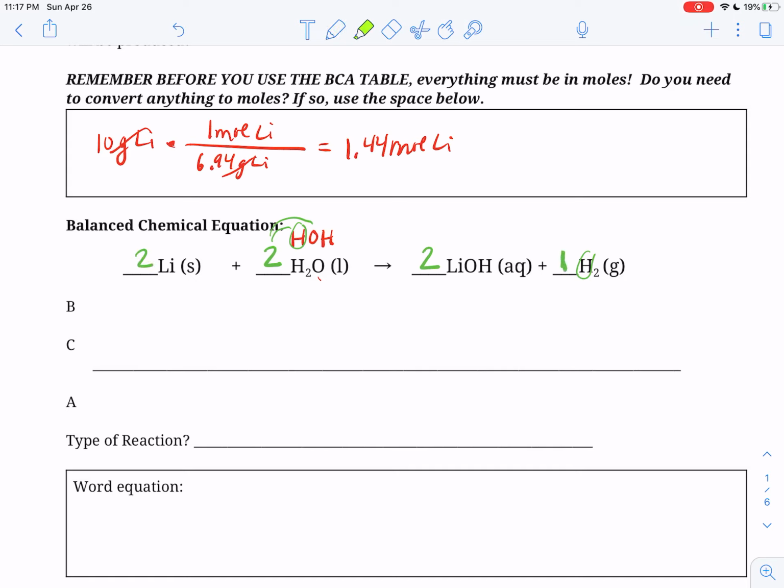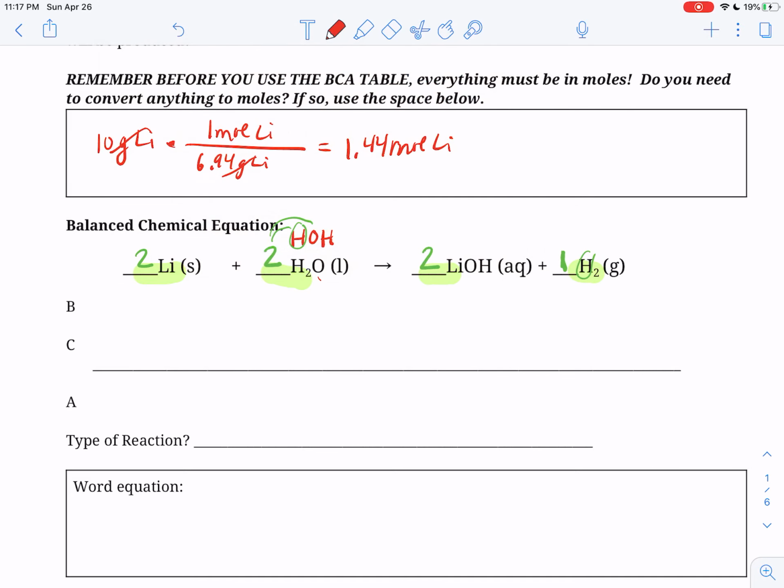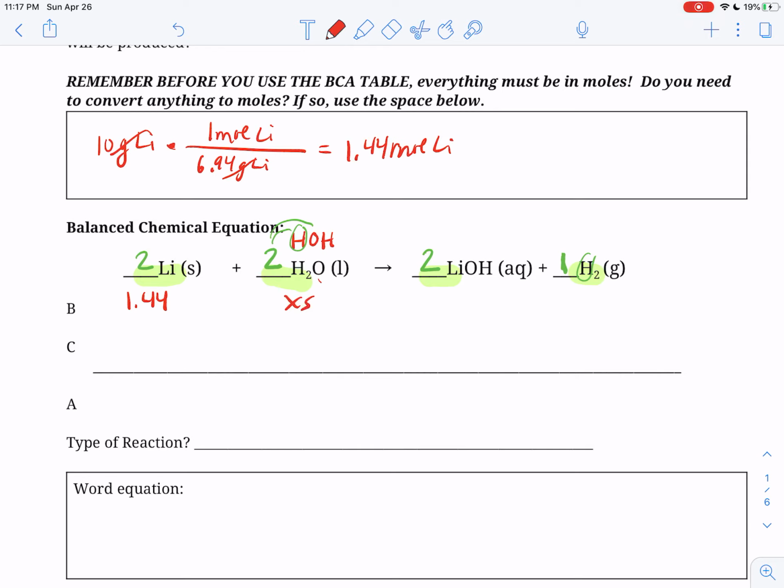Okay, so let's just do a quick double check. So we have 2 lithiums, and then total over here we have 4 hydrogens. We have 4 over here and 2 oxygens. Okay, so that looks good. All right. Okay, so let's go ahead and do the BCA table. So if I have 1.44 moles of lithium to start with, that's going to be my before. Okay. Did it say excess? Yeah, excess water, so we don't really care about that. And then remember the products are always going to start at 0.